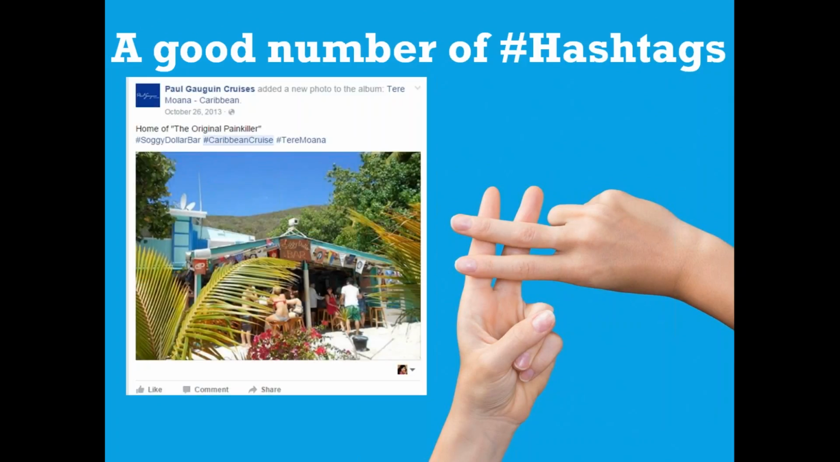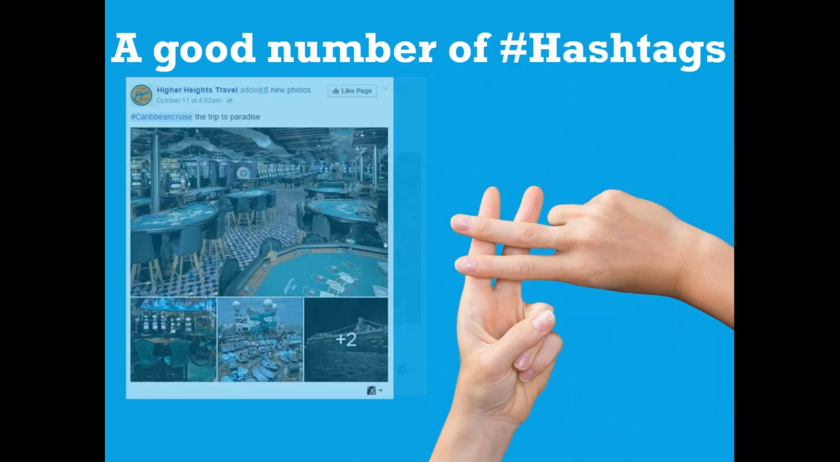Here's this Poggogan one. They have everything that is related to this post. They're talking about a Caribbean cruise, they have the name of the bar, and they have the name of their ship. And they don't need anything beyond that, and that's a perfect amount for that post. Generally 1 to 2. In this case, 3 is perfect.